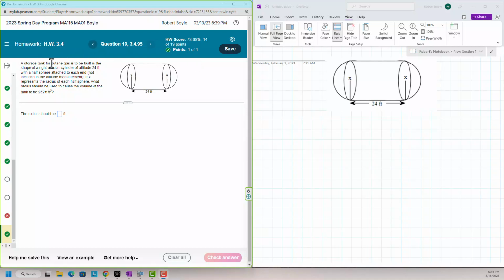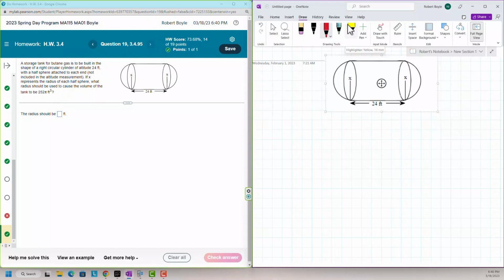A storage tank for butane gas is to be built in the shape of a right circular cylinder with altitude 24 feet. So here's our right circular cylinder with a half sphere attached to each end, which of course is not included in the altitude measurement. If x represents the radius of each half sphere, what radius should be used to cause the volume of the tank to be 252 pi cubic feet?